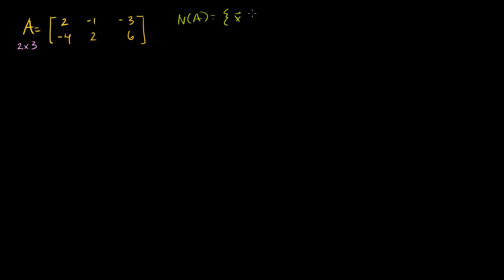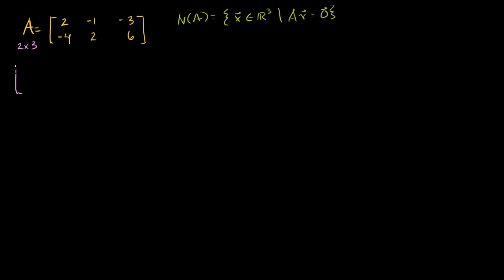we have 3 columns here. So a member of R3 such that A times the vector is going to be equal to the 0 vector. So we could just set this up. We just need to figure out all of the x's that satisfy this in R3.